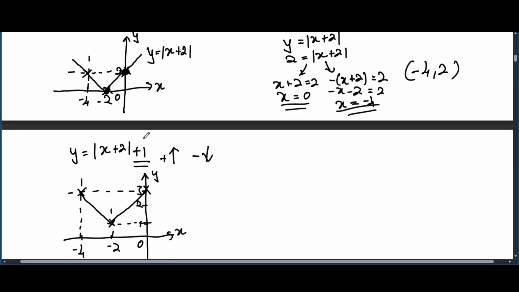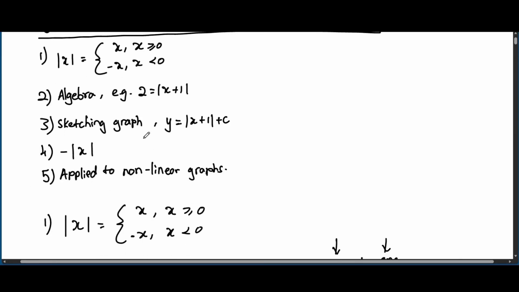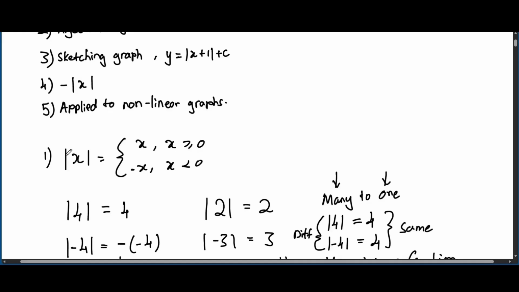Now let's look at the fourth point. What is the fourth point? The fourth point here is negative absolute value x. This has a meaning, so let's look at what it means.